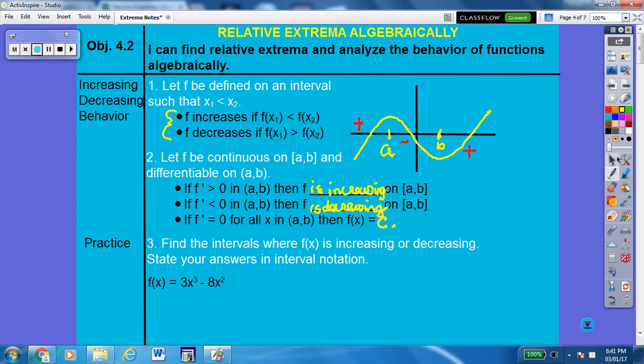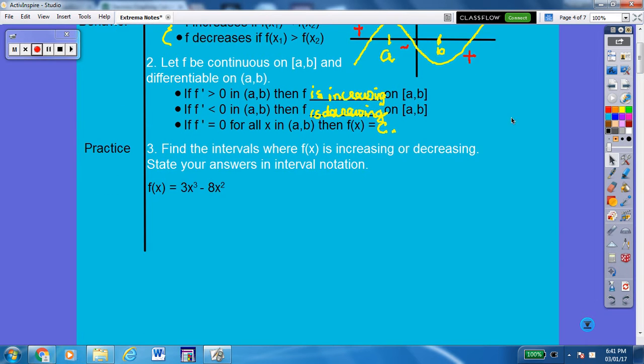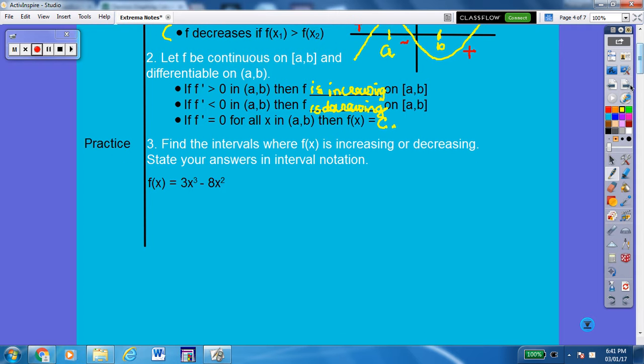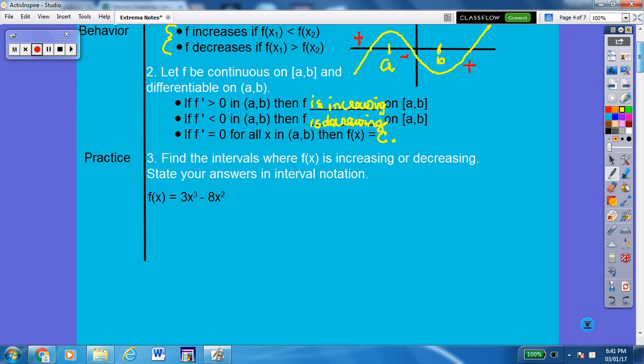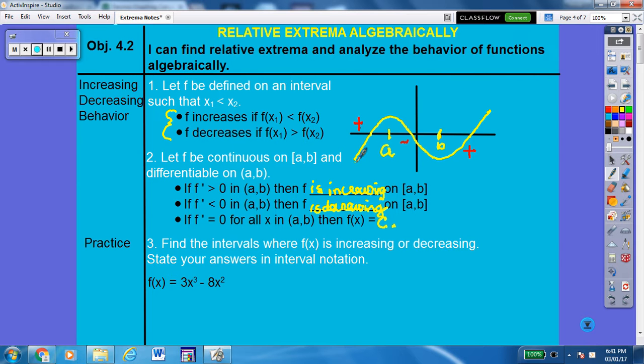Here's an example problem that you might see on a test or quiz. Find the intervals where f of x is increasing or decreasing and state your answers in interval notation. Well, the first thing you need to know is that when functions change from increasing to decreasing, it happens at critical points. The function that I showed you earlier behaves really nice. If you notice, it changes from increasing to decreasing at kind of a turning point, but that happens when the derivative here is 0. And if you recall, the derivative being 0 means we have a critical point. So here we have another critical point.